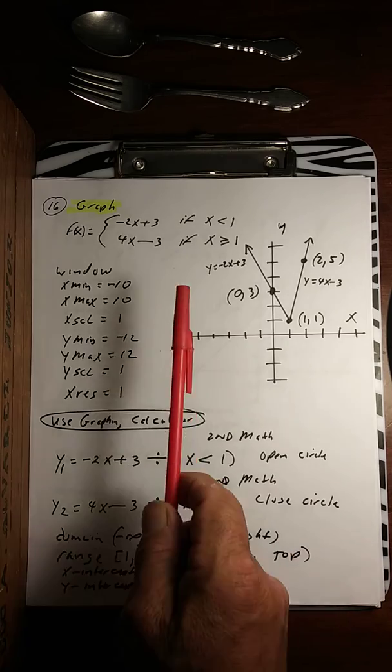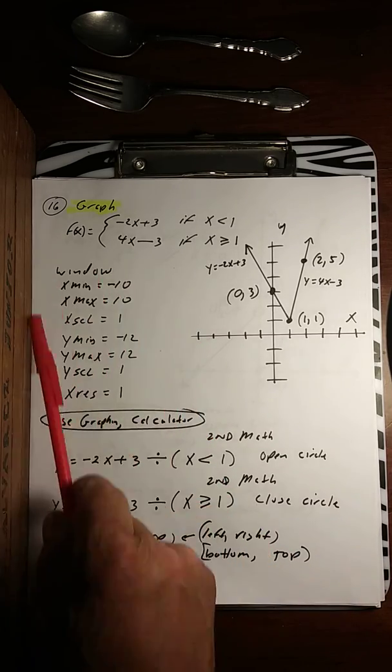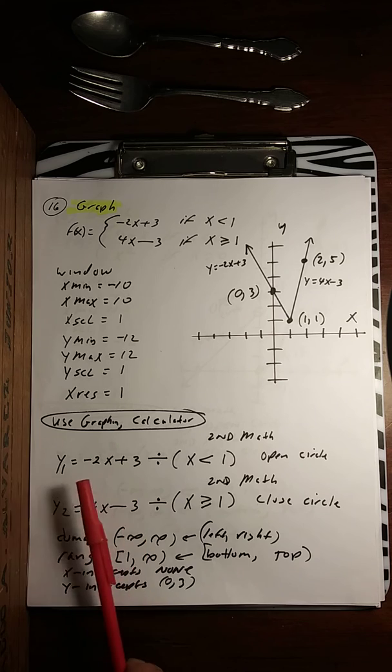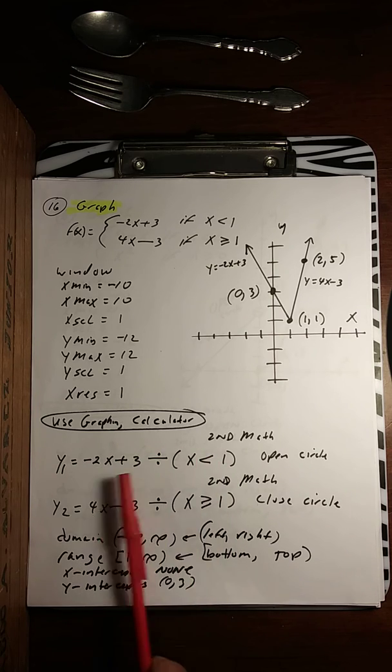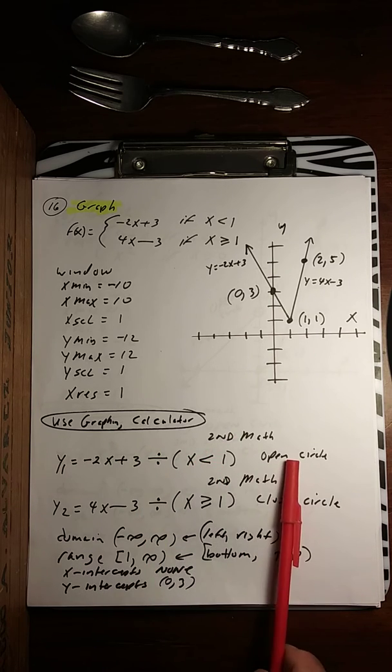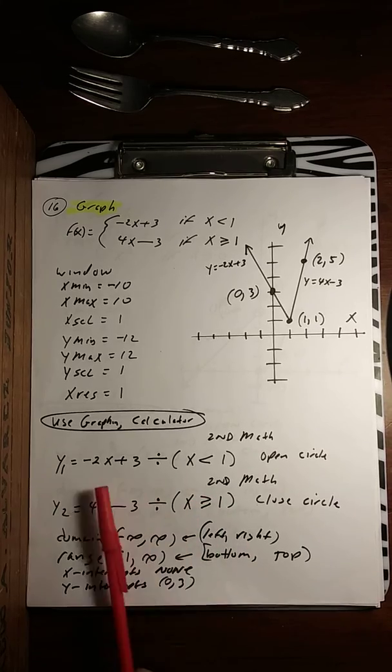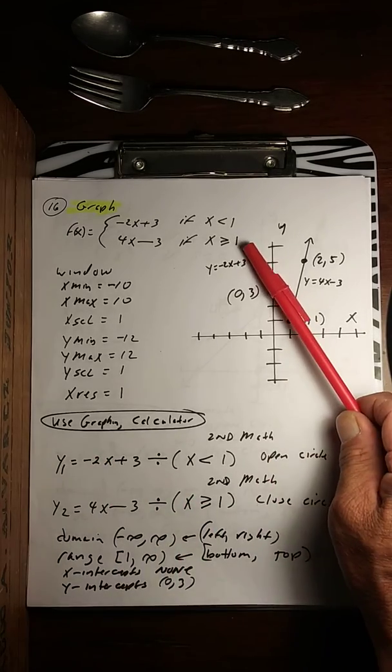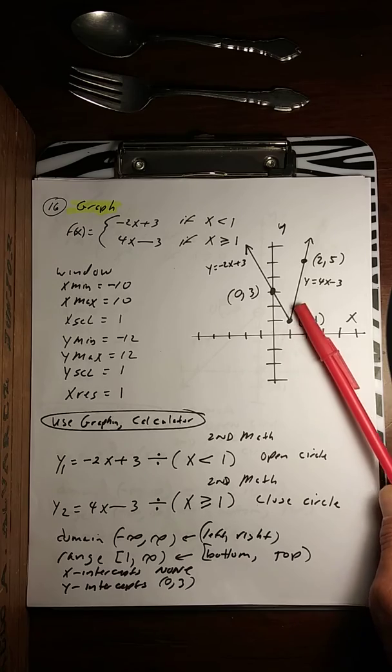Graph this, 2 parts. Set the window of your calculator. Use a graphing calculator. So y1 is this one. Make sure you hit second math to get this open circle. And y2 is this one. Put it in the machine. What's going to happen? You're going to get a graph that goes like this. It stops there and starts there and goes that way.